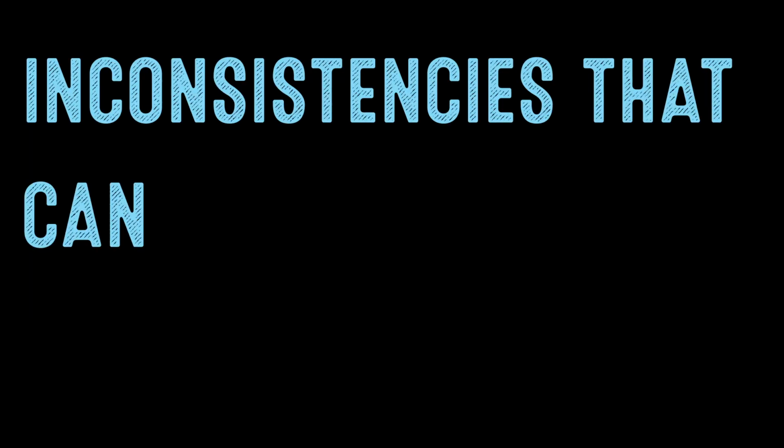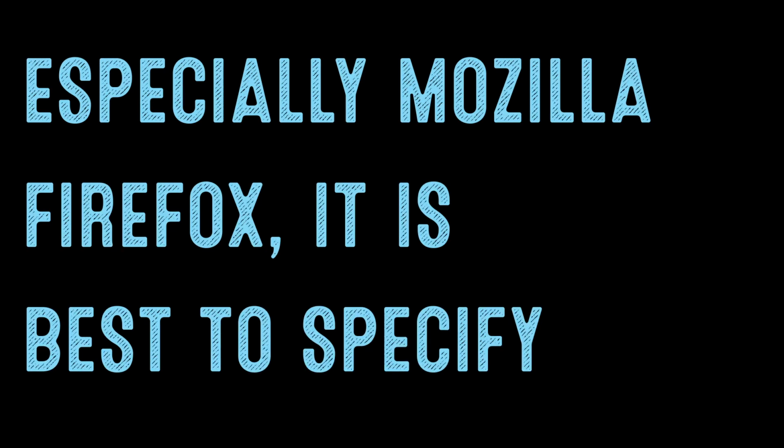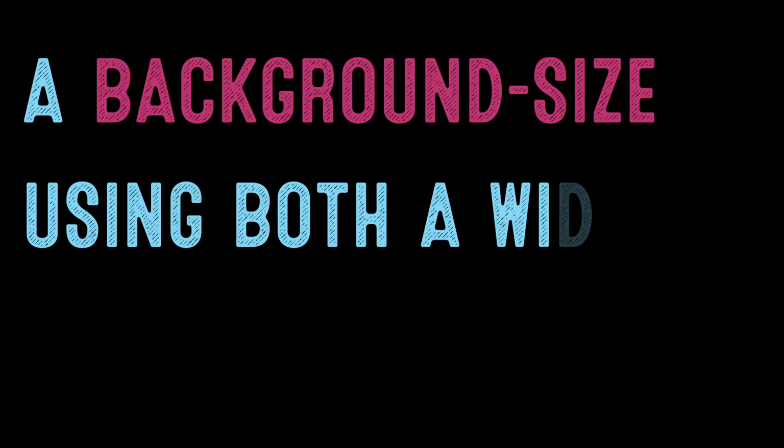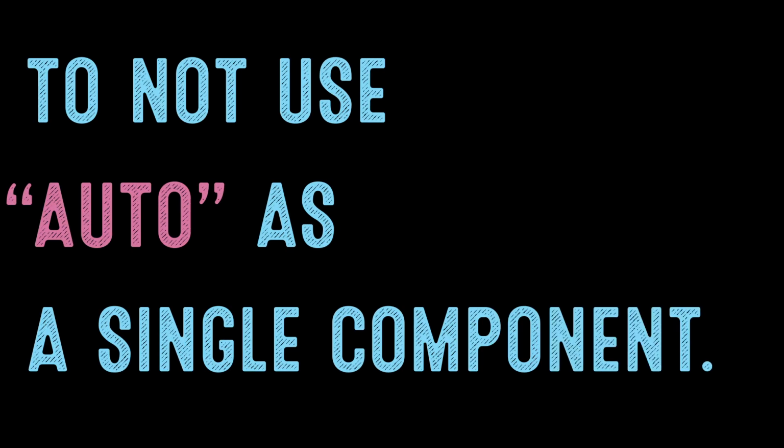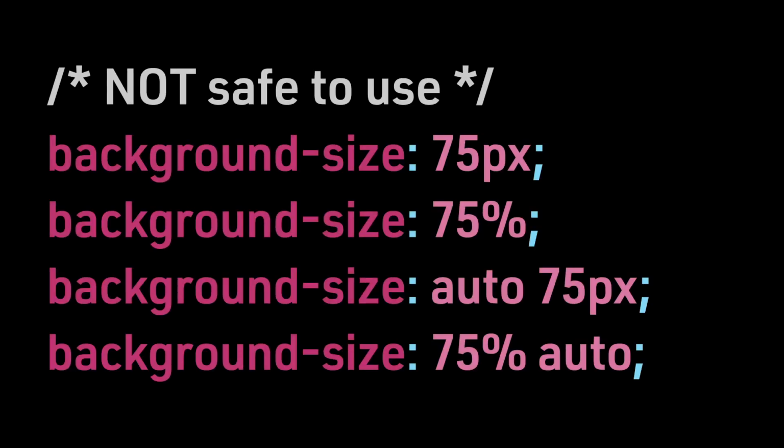Because of inconsistencies that occur depending on the browser, especially Mozilla Firefox, it is best to specify a background size using both a width and height and not use auto as a single component. So to be clear, it is not safe to use background size 75 pixels, background size 75%, background size auto and 75 pixels, background size 75% and auto.